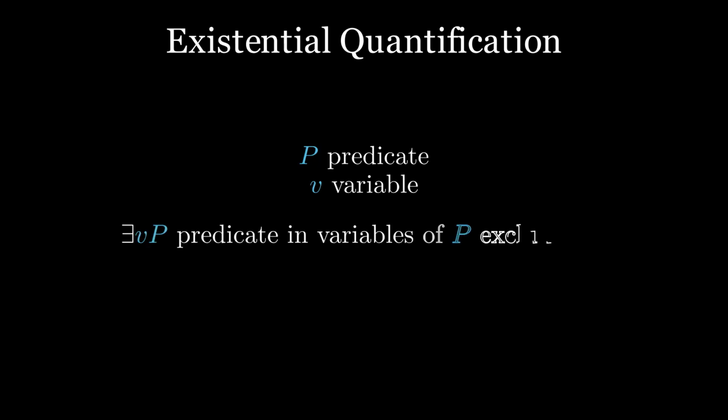Next, existential quantification. Given a predicate p and a variable v, we can similarly form a predicate there exists v such that p, in the variables of p excluding v. This tells us that the network contains at least one object with a property p. Again, v is a bound variable here.